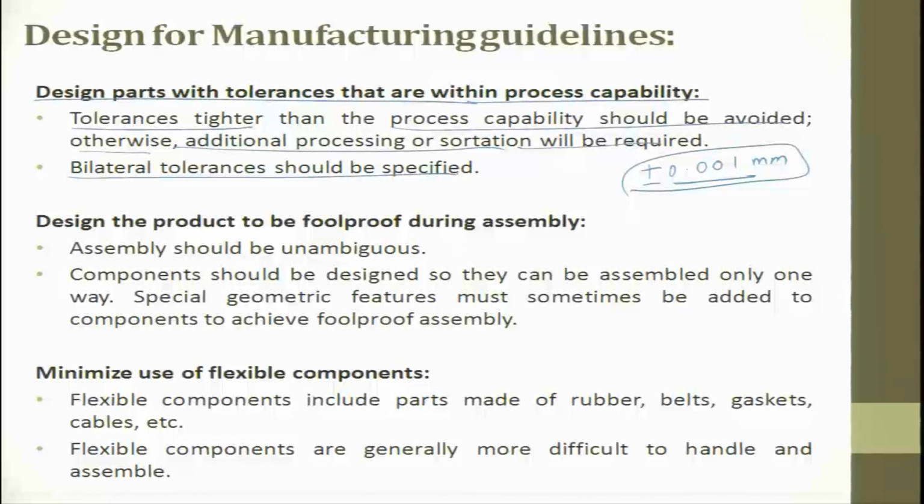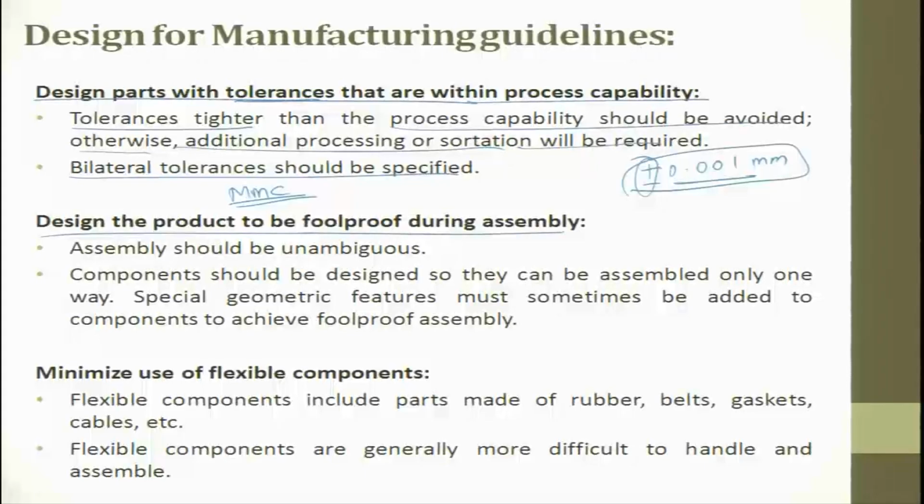Bilateral tolerance should be specified. So this is a bilateral tolerance, because when you talk about assembly, you have maximum material condition assembly. So you try to take a shaft, you try to take a hole, the maximum material condition of the shaft, maximum material condition of the hole, then you try to understand what fit you want. So the tolerances play an important role. Try to make tolerances as liberal as possible. When you do that, you should make sure that you don't sacrifice the performance of the product.